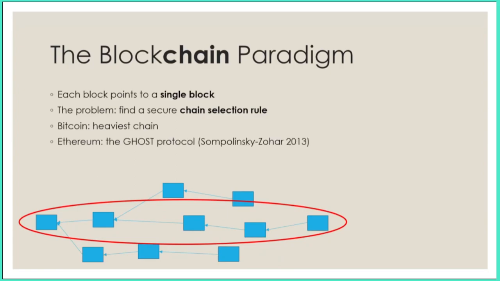Ethereum uses the GHOST rule by Sompolinsky and Zohar. GHOST stands for greedy heaviest observed subtree. What does this scary thing mean?